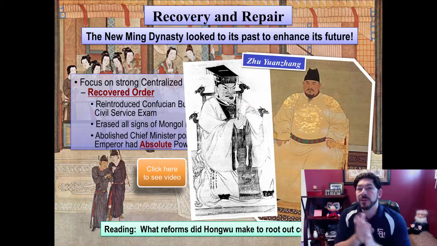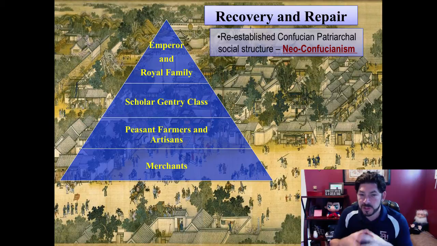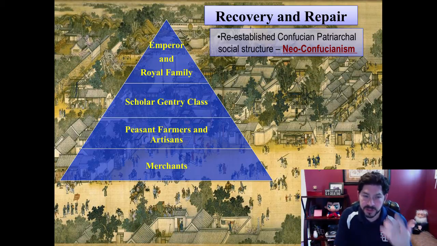The other thing they were doing is recovering and repairing their Neo-Confucianist ways. Confucianism now was being brought back in a better, stronger way, and that included a new social structure. As you see, the emperor and the royal family on top, followed by the strong scholar gentry class.